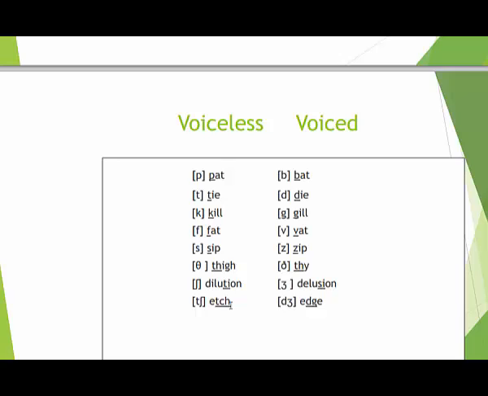So the p in pat is voiceless, and the b in bat is voiced. And you can always determine pretty easily whether a sound is voiced or not by simply putting your hand on your throat near your larynx, and if it's voiced, you'll feel a kind of vibration there. If it's voiceless, you won't feel that same vibration.